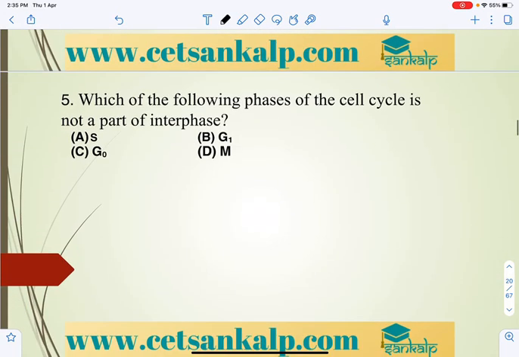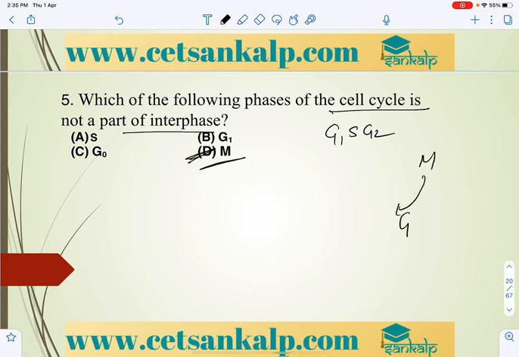Next, which of the following phases of a cell cycle is not a part of interphase? Interphase includes G1, S and G2, whereas M phase is not a part of interphase. One more thing we can consider here: once a cell divides, after M phase it again enters G1 phase, right? So G1 phase is also called the post mitotic phase.